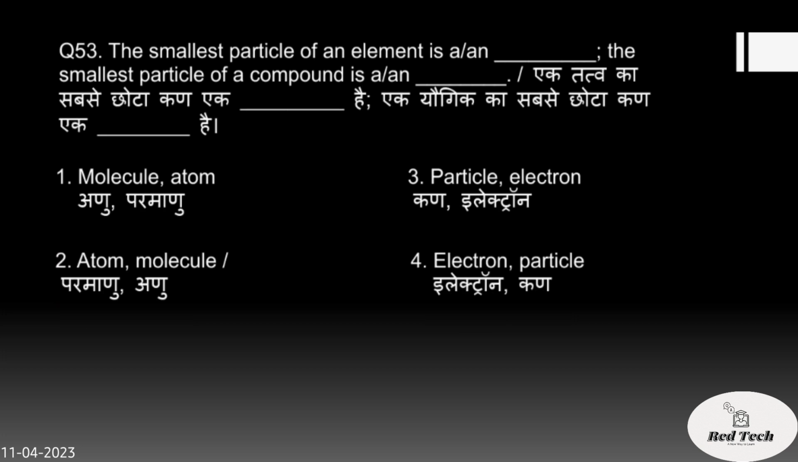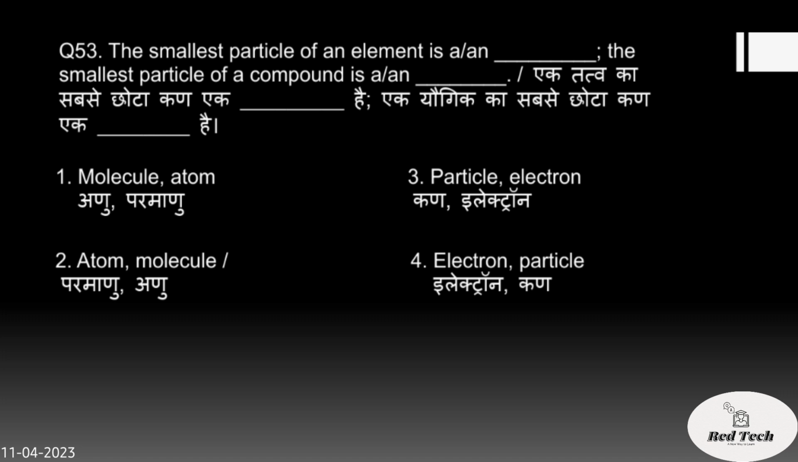Question number 53. The smallest particle of an element is N. So we have to tell about the smallest particle of an element and the smallest particle of a compound. When we see a compound, in the compound scenario, molecules make the compound. Now you go to the options.